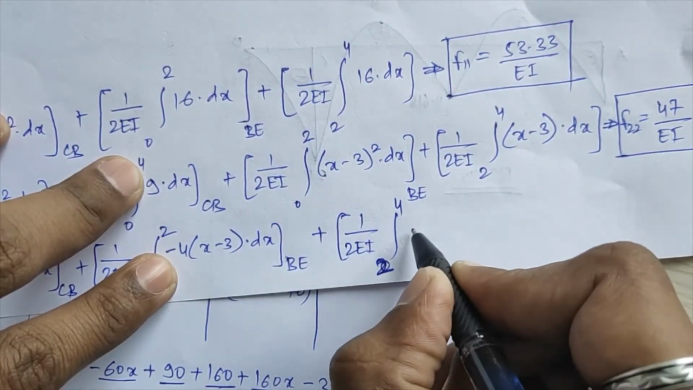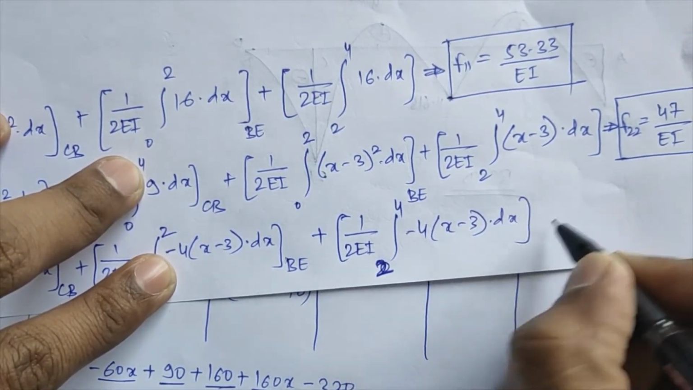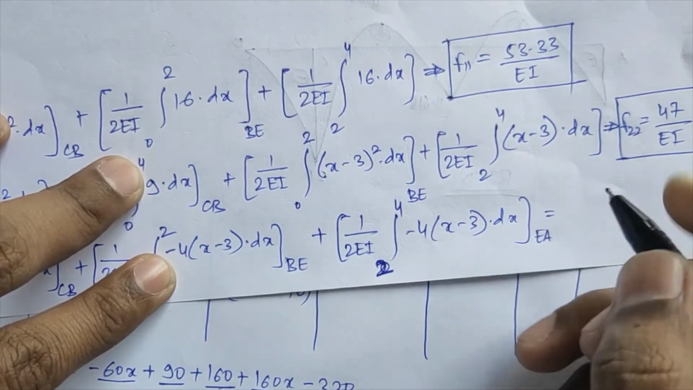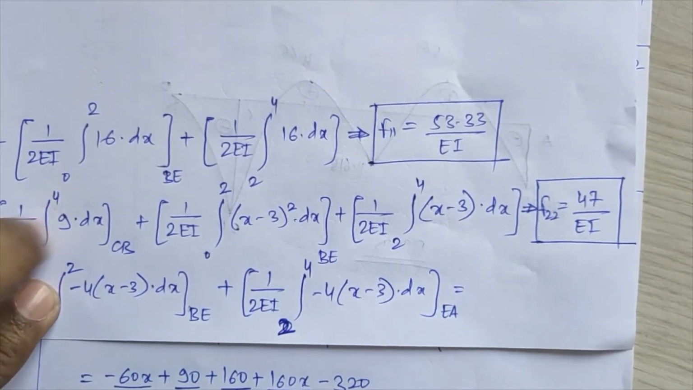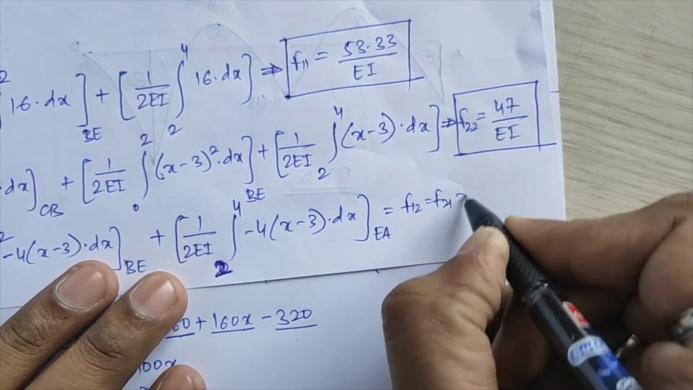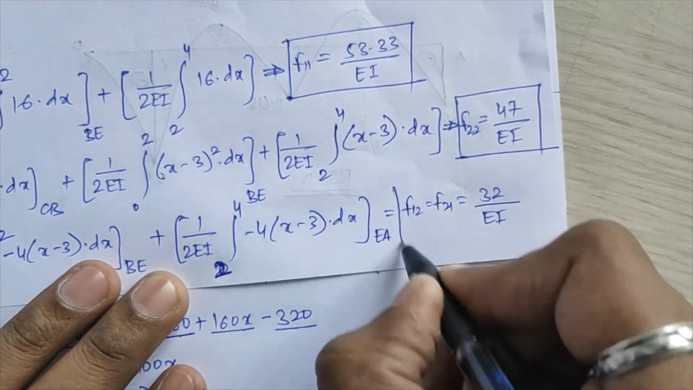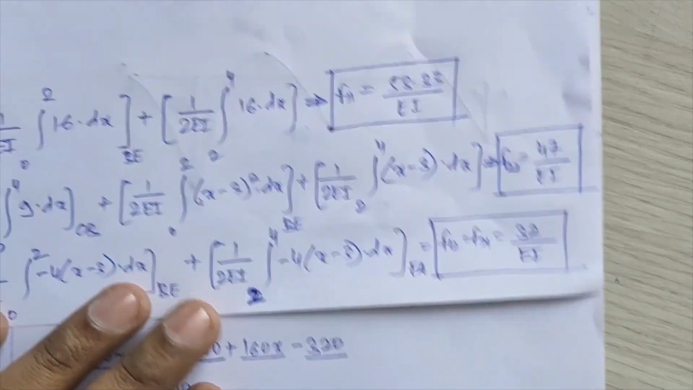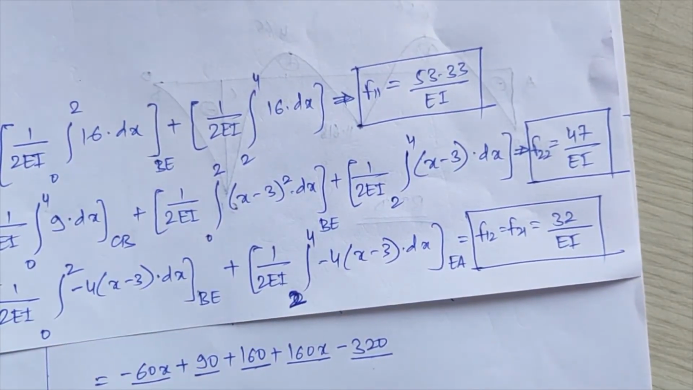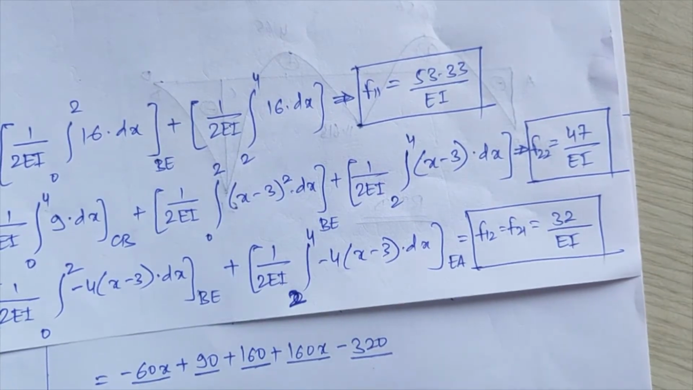2 to 4 minus 4 into x minus 3 into dx, and that is for my last portion EA. So from this I have got f of 12 is equal to f of 21 as 32 upon EI. Substitute these values very carefully in the calculator because more lengthy equations are coming over there. So take care while substituting the values.